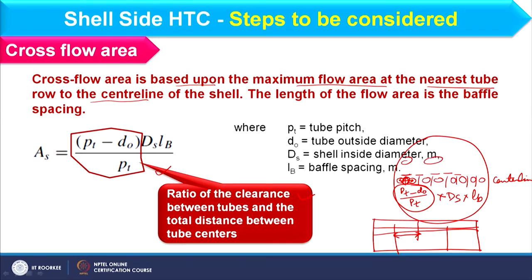So, this As is basically the maximum flow area, because if I move to the upper side of the shell or the lower side of the shell, this open distance will keep on decreasing. So, the maximum will be found only at the central line, and Kern's method only considers this area, not any other area. So, that is again the limitation of where Kern's method is applicable.